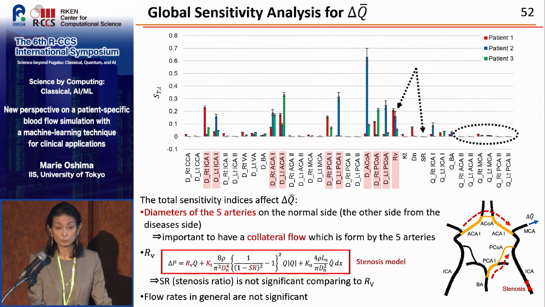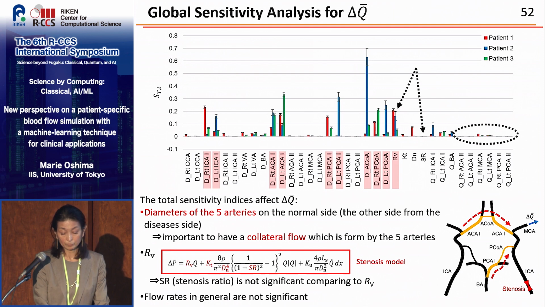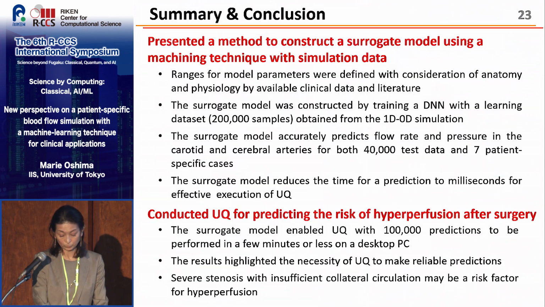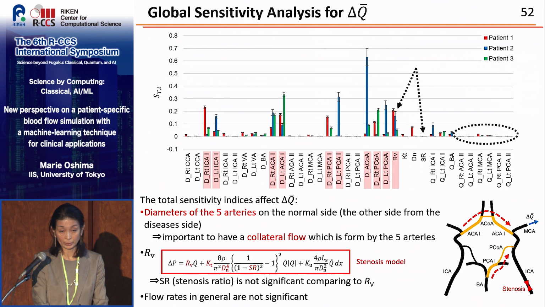A good thing about machine learning is that we can conduct a global sensitivity analysis, to see which parameters affect the results. We can find out that if the patient doesn't have collateral flow in what we call the circle of Willis, the patient will have a very high risk of CHS.